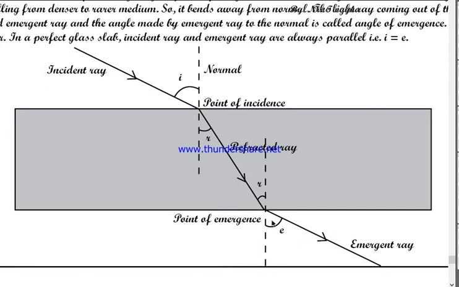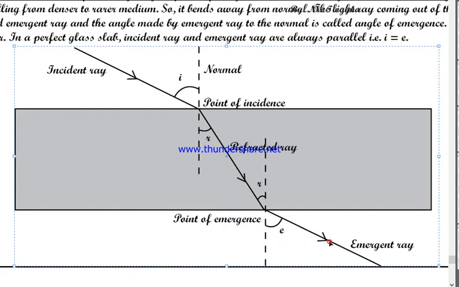And what happens when light travels from denser medium to rarer medium? It bends away from the normal, because its velocity increases and the angle also increases. That's why this angle is larger than this angle. Now this angle, for this surface, is the angle of refraction, but for the whole system this is the angle of emergence.